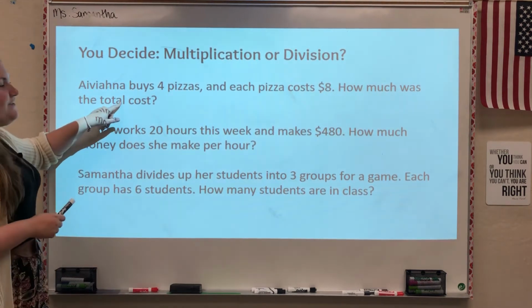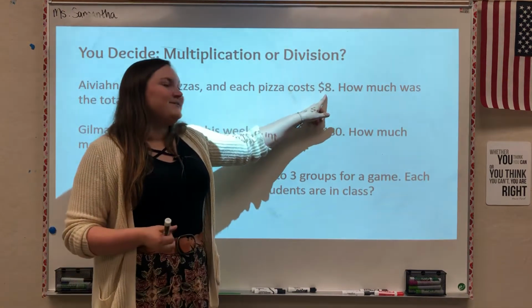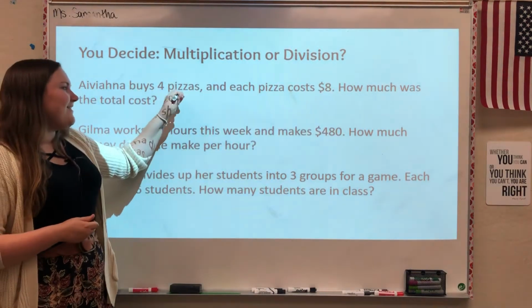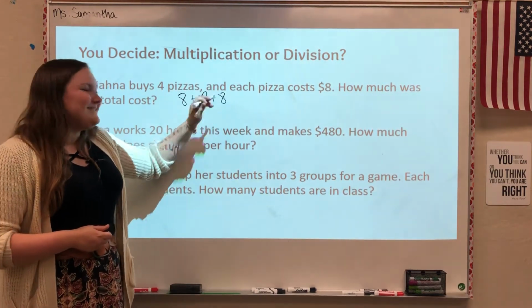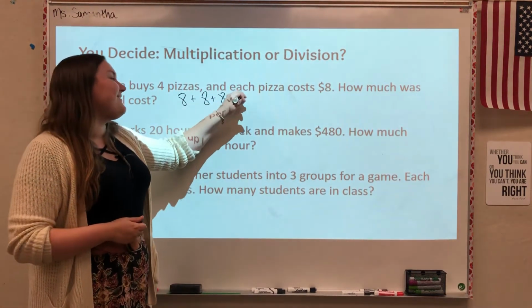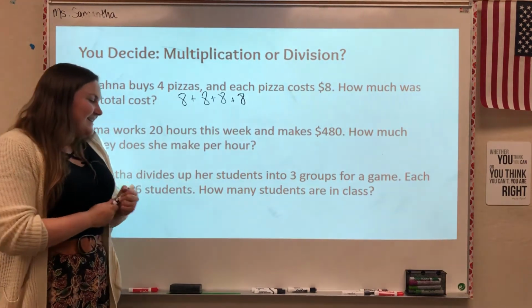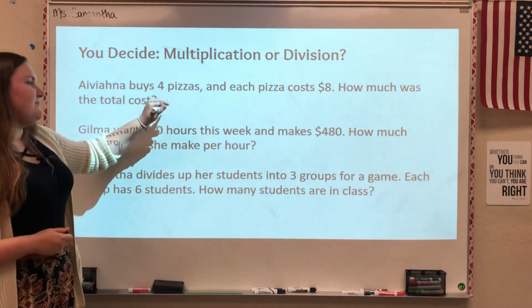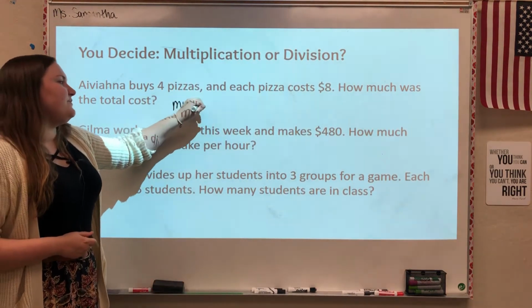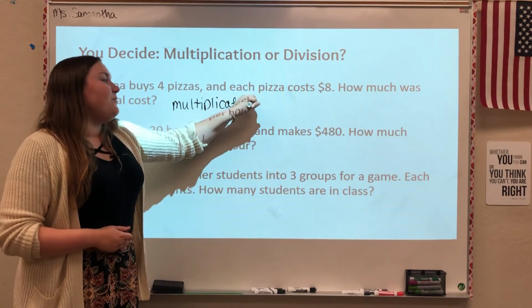Well, we're trying to find the total. She's got 4 pizzas and each one costs $8. That first pizza costs $8. That second pizza costs $8. That third pizza costs $8. That fourth pizza costs $8. Because you would just be adding that same number again and again, that is the same thing as multiplication. So for this first one, you would want to use multiplication to find the total cost.